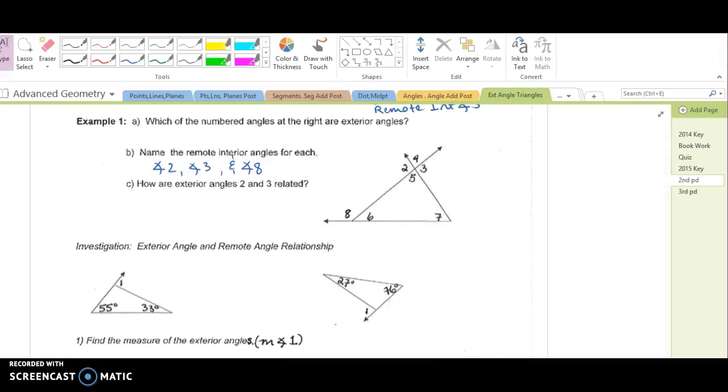How are exterior angles 2 and 3 related? Well, I hope you saw that they were vertical angles. Therefore, they would be congruent.